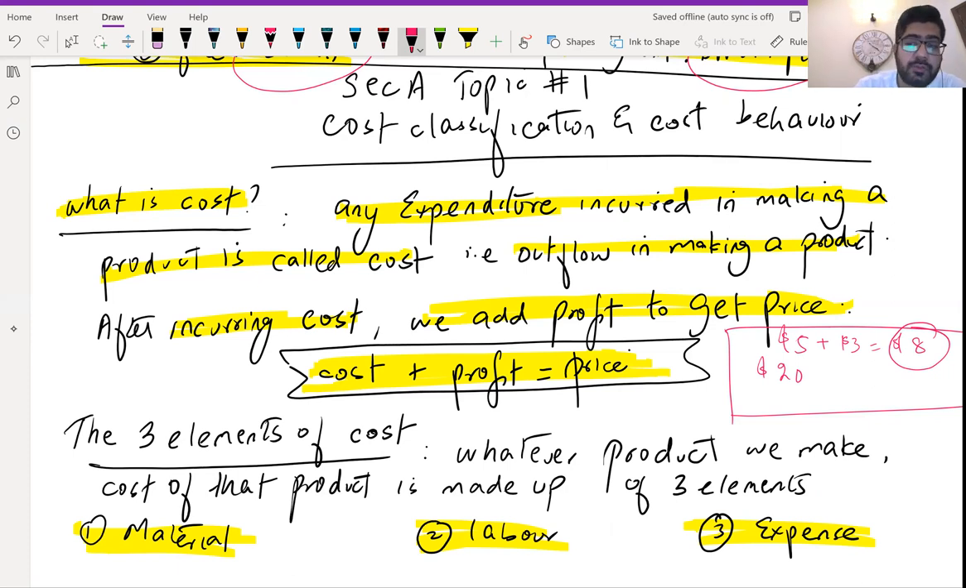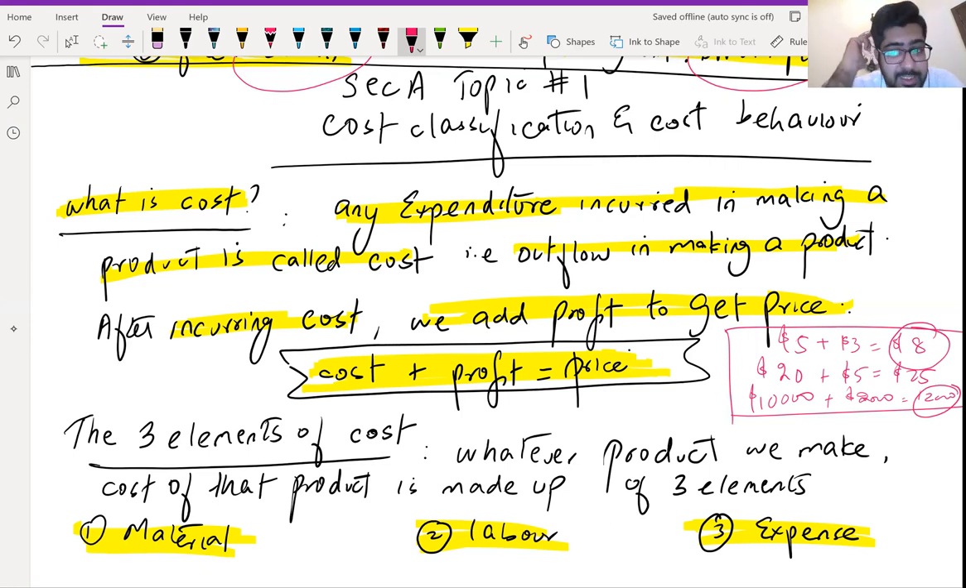Will he sell the pizza for $20? No. You will add some profit, let's suppose $5. So price is $25. If you spend $20 in making a pizza and you sell it for $20, you won't earn anything. Okay. Similarly, Toyota company spends $10,000 in making a Toyota car. They won't sell it for $10,000. They will add some profit, let's suppose $2,000. So the price becomes $12,000.